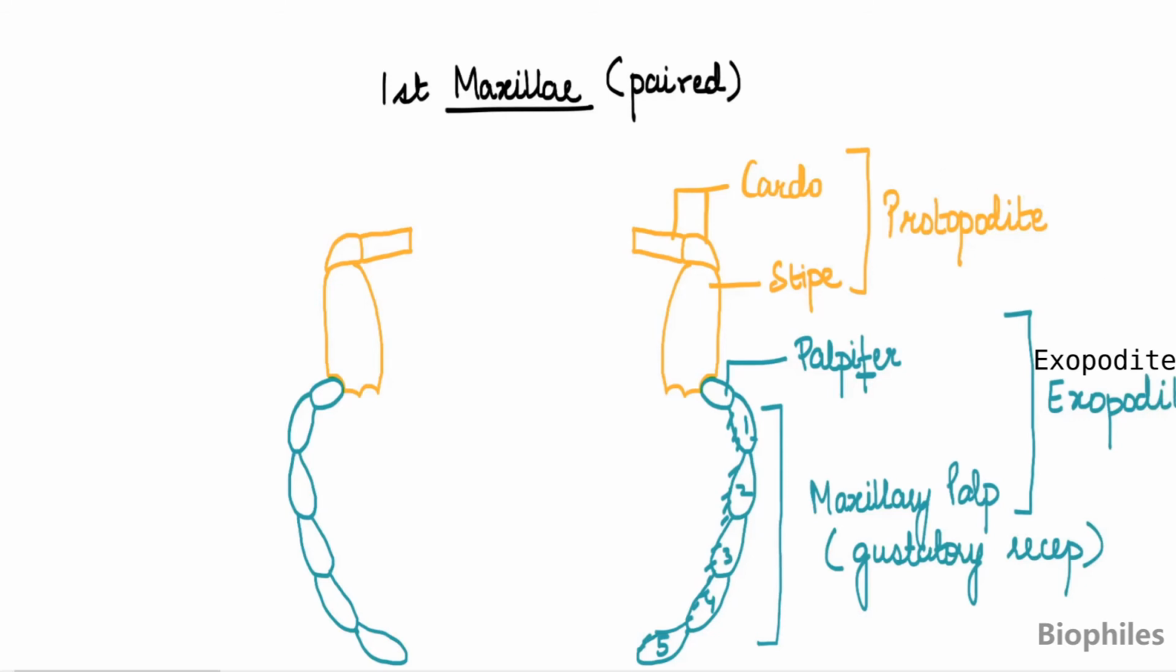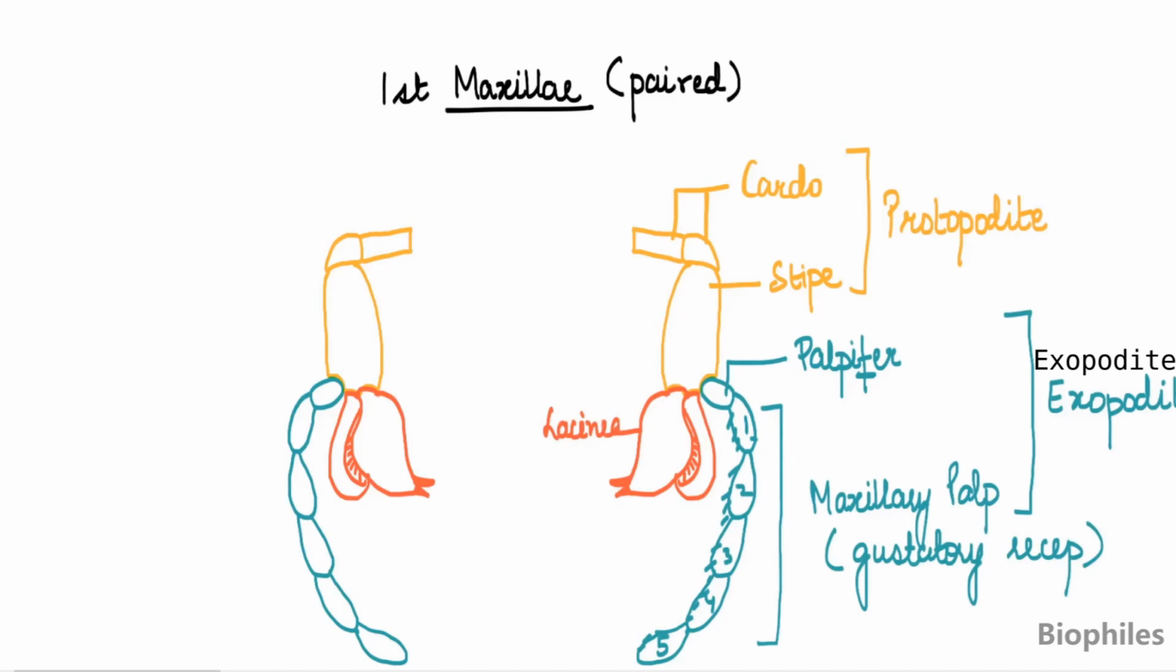Now let's talk about the endopodite of the first maxillae. The endopodite is divided into 2 parts. The part towards the mouth is called lacina. It is a leaf-like structure. This one. And the part in between the exopodite and lacina is called glossa. So this is lacina.